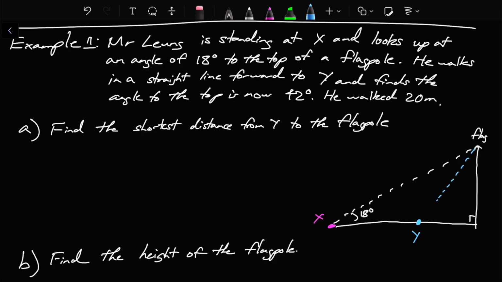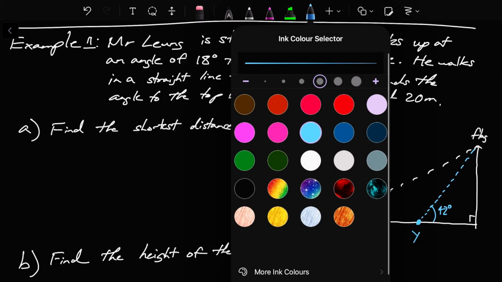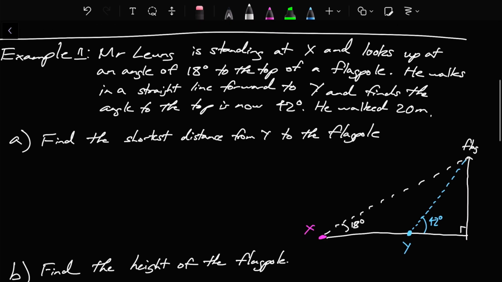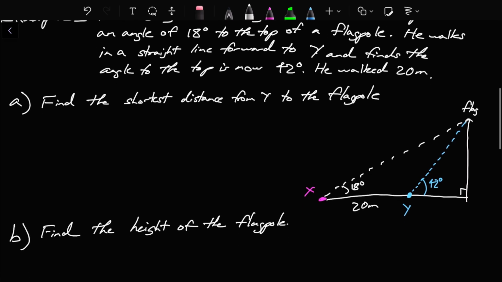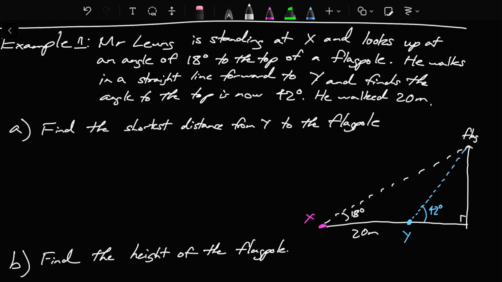And when he looks up, this angle is now 42 degrees. Obviously not to scale. And we know, importantly, this is why it's important because otherwise we won't be able to apply one of our rules. We know that this side length here is 20 meters, specifically from x to y. Okay? Great. So now we're going to see what rules we can apply.